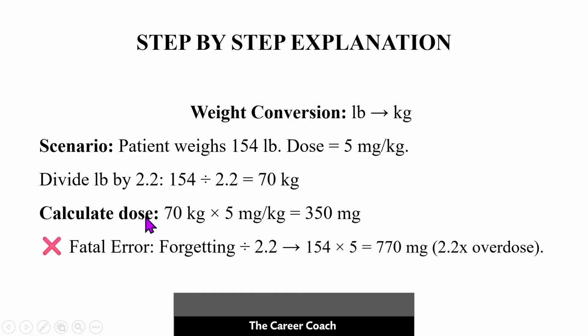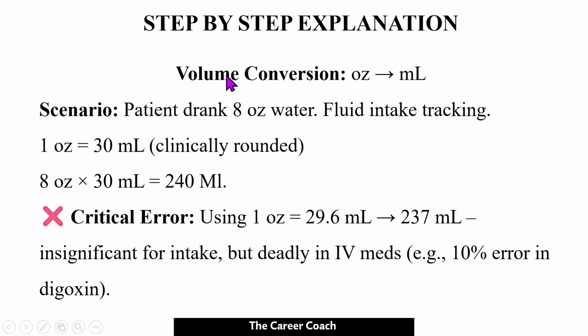How do we calculate the dose? 70 kg times 5 mg per kg will give us 350 mg. So for this patient who weighs 70 kg, we have to give 350 mg of the medication. If we fail to do this, forgetting that we should divide by 2.2, it will lead to us multiplying 154 by 5. This will make us give the patient 770 milligrams, which is 2.2 times an overdose. That could be fatal.